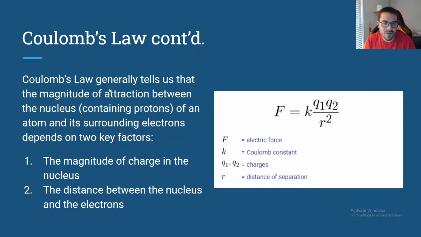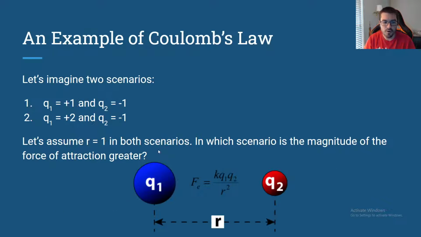So, the way that protons and electrons behave, specifically the way that electrons behave inside of an atom, is dependent on two key factors. The magnitude of the charge in the nucleus, so like the charge, right, Q1 or Q2, whichever one you assign to be the protons, and then the distance between the nucleus and the electrons, okay? Those two factors will govern how the electrons behave, or how a specific electron that you're looking at behaves, okay?